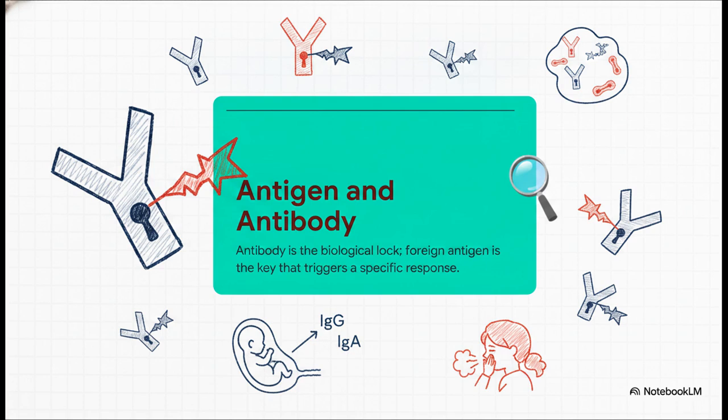So, what exactly is an antigen? Well, an antigen is basically a marker on a cell's surface. When a foreign antigen enters the body, it acts like a biological key that fits perfectly into your antibody's lock. This exact trigger is what tells your body, hey, an invasion has occurred. Your B cells produce different types of these antibodies to bind to specific threats. For example, you've got IgG, which is super important because it can actually cross the placenta, or IgA, which is directly linked to allergic responses.